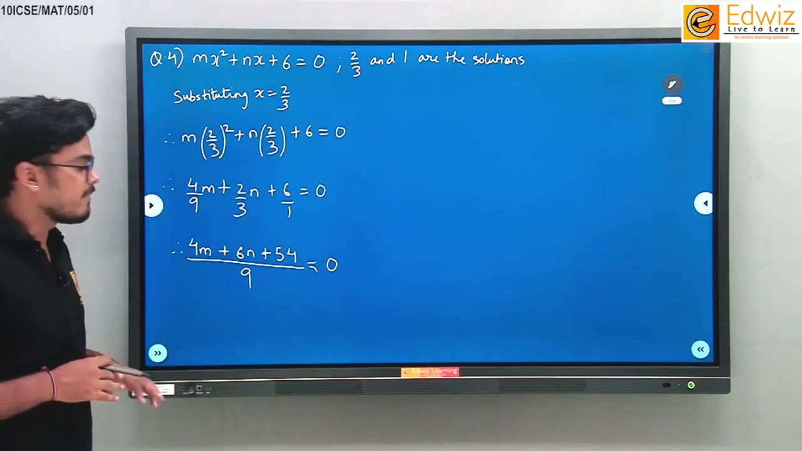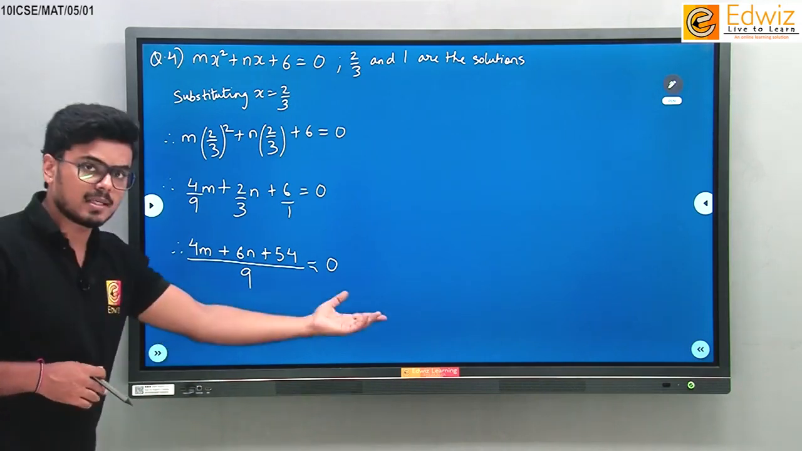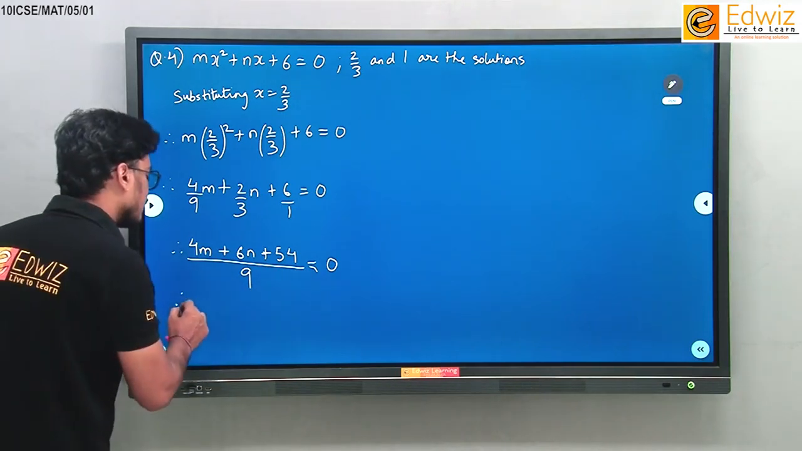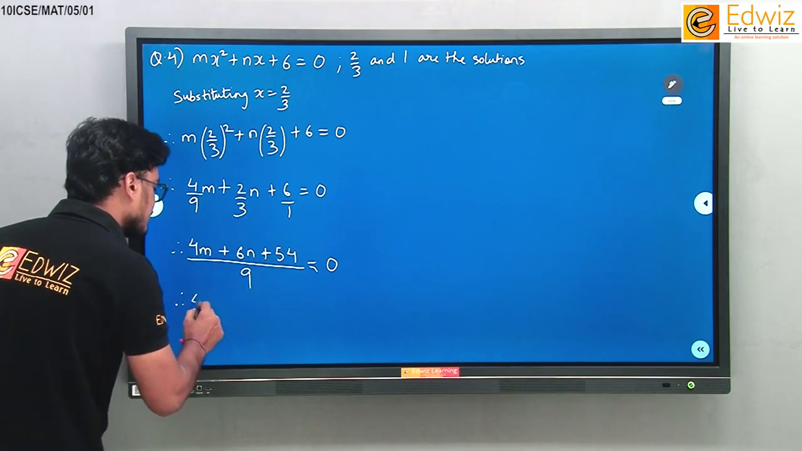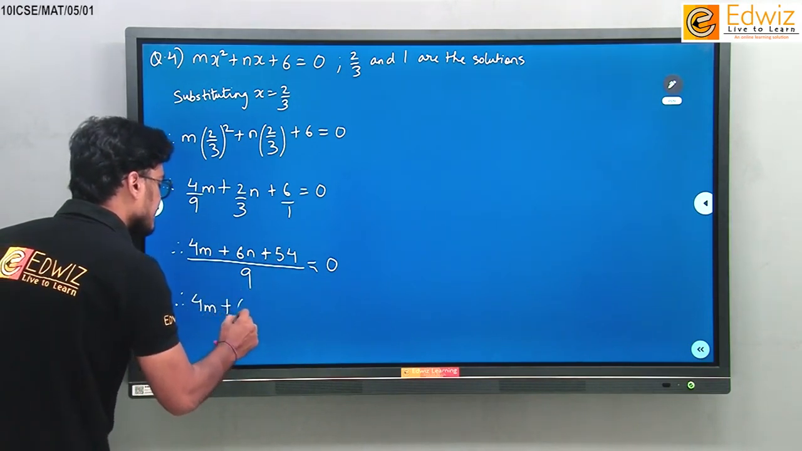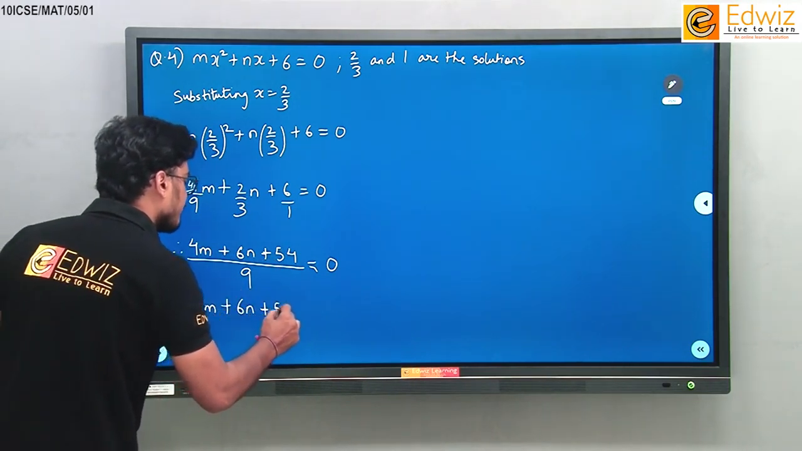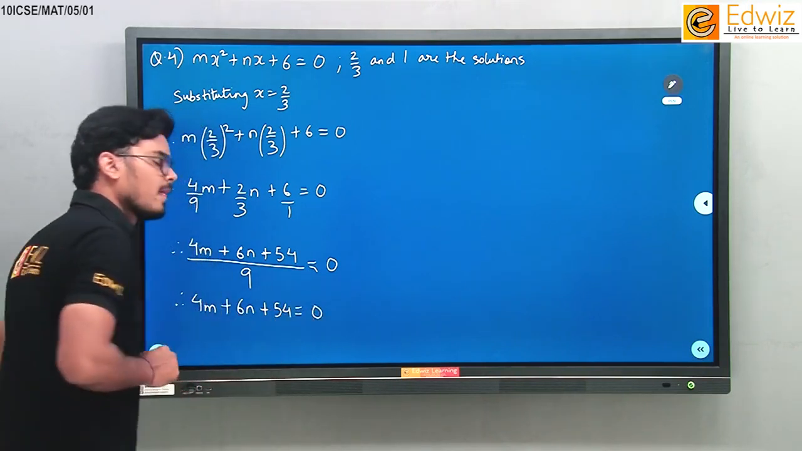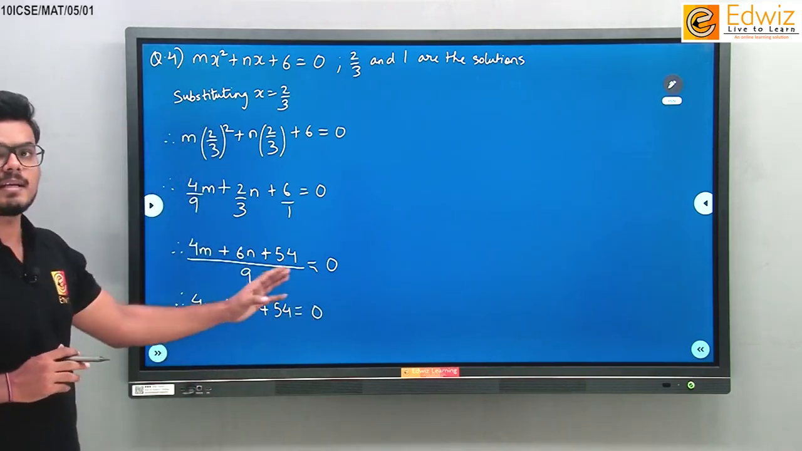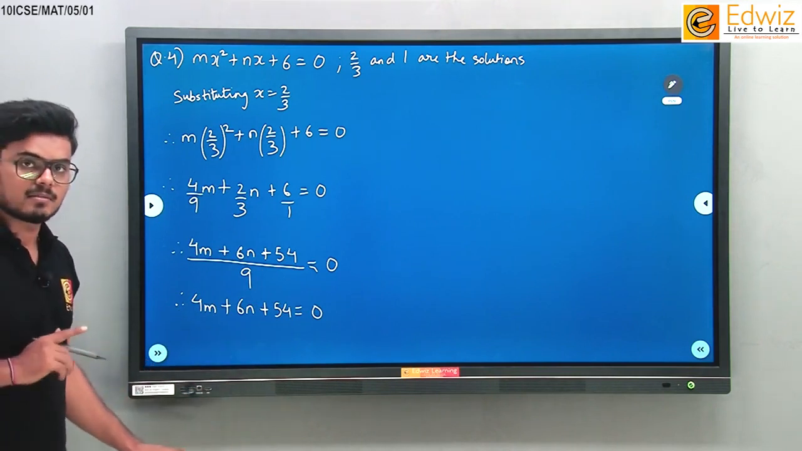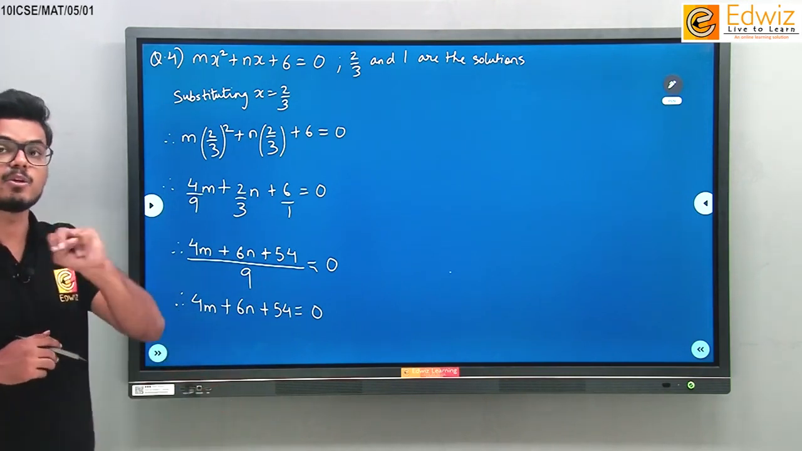So this becomes my equation. This 9, when it goes on the other side, will become equal to 0. So our equation is 4m plus 6n plus 54 equal to 0. We are trying to bring it to a linear equation. We are just making it a linear equation in two variables.